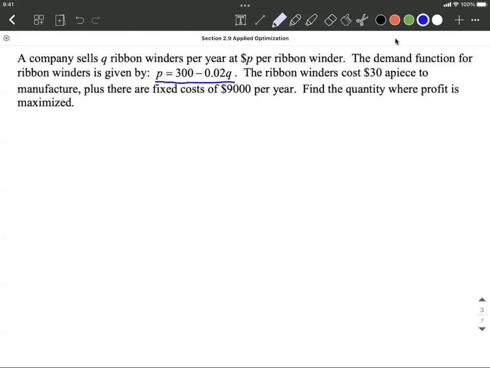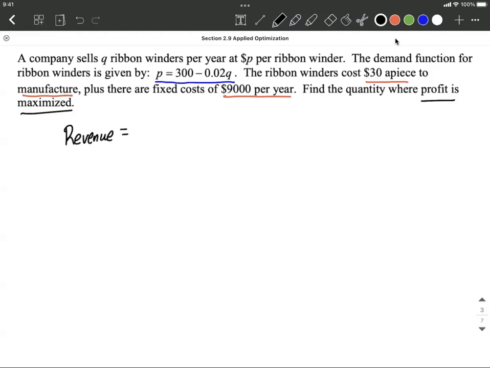Ribbon winders cost $30 a piece to manufacture. Plus there's a fixed cost of $9,000 per year. We want to figure out what quantity we should be charging where profit is going to get maximized. So we want to maximize our profit. So let's go ahead and try to come up with a couple different functions. Let's come up with a revenue function.